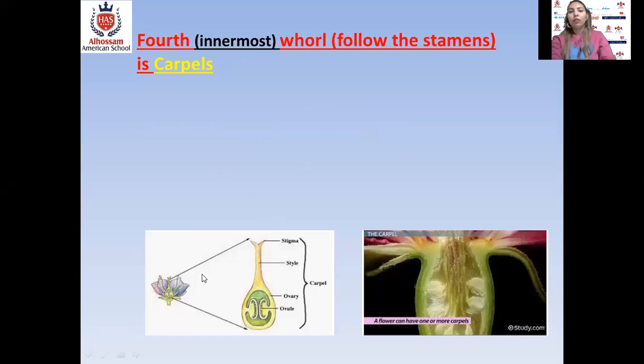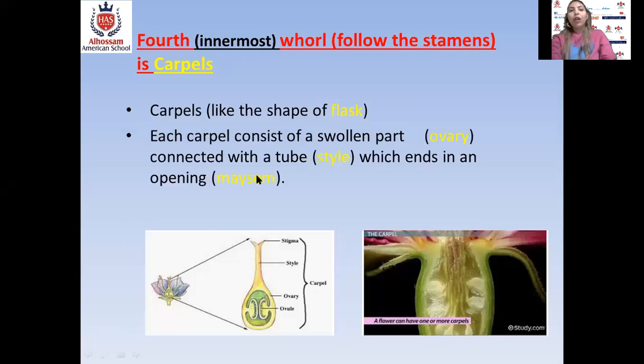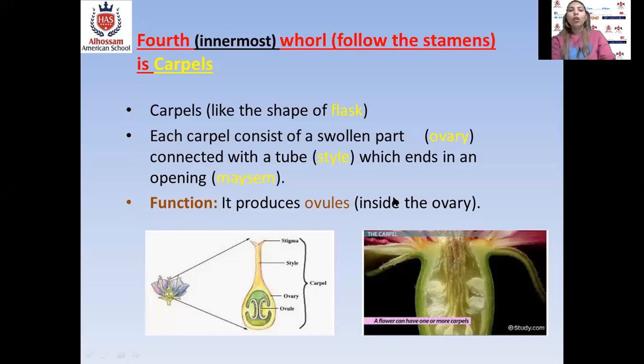The 4th layer is the carpel, and the carpel is the female reproductive organ and looks like a flask. Each carpel consists of a swollen part called ovary, connected with a tube, which is the style, and ending with an opening, and this opening is called stigma. The ovary from inside consists of many ovules, not one ovule, okay? And the function of the carpel is to produce ovules inside the ovary.